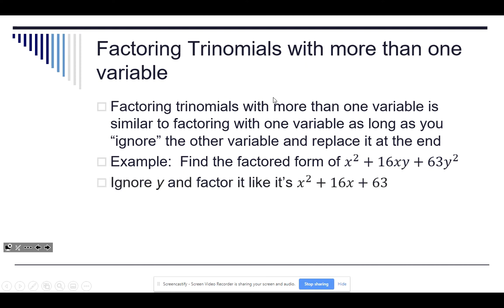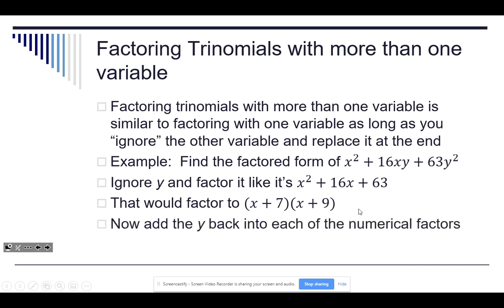Factors of 63 that add up to 16 are 7 and 9. So if I were to factor x squared plus 16x plus 63, it would factor into x plus 7 and x plus 9. Now I need to add the y back in at the end. So add it in to the end of the numerical factors. So my final answer is x plus 7y, x plus 9y.